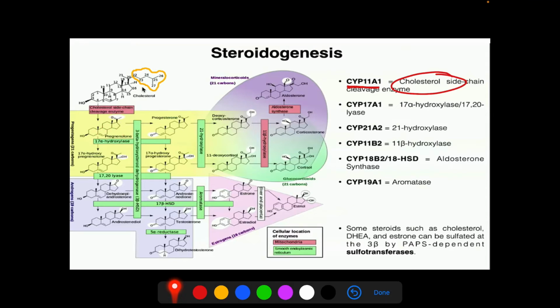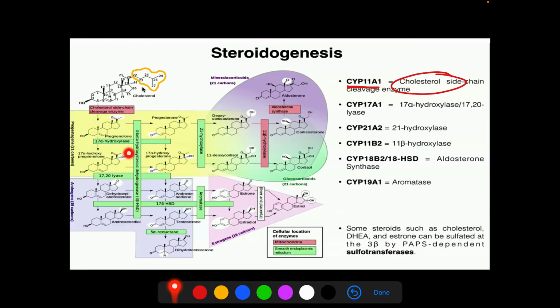So remember, the conversion of cholesterol to pregnenolone is a rate-limiting step in the steroidogenic pathways. I have mentioned that earlier. And this pregnenolone here can go in certain directions. So let's check first the development of glucocorticoids and aldosterone. So we'll go to the right. Pregnenolone can be hydroxylated into 17-alpha hydroxypregnenolone.